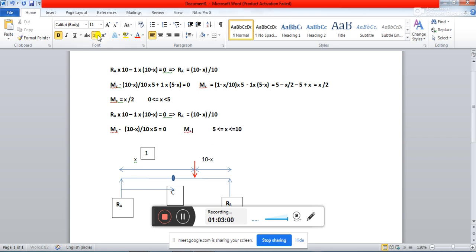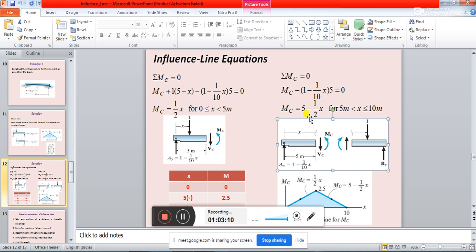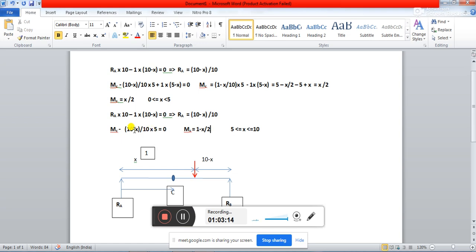So what will be the equation of MC? MC is going to be equal to, tell me, what will be the equation? 1 minus x upon 2, right? 5 minus x upon 2, since 10 by 2 is 5, and x by 2. So 5 minus x by 2. So you see what you are getting: two different equations.